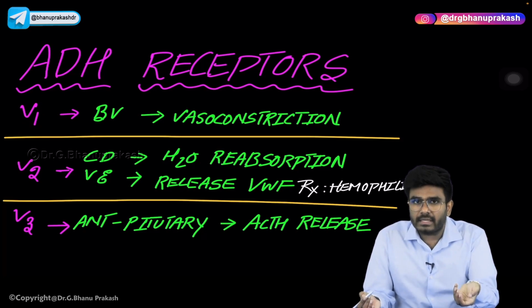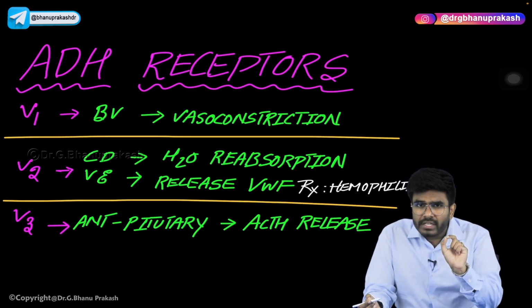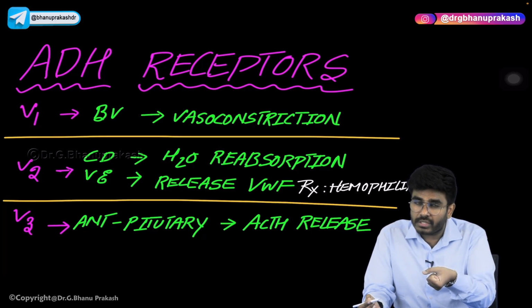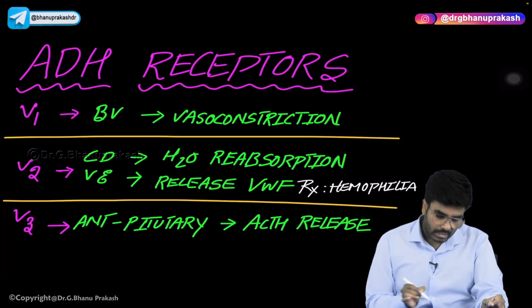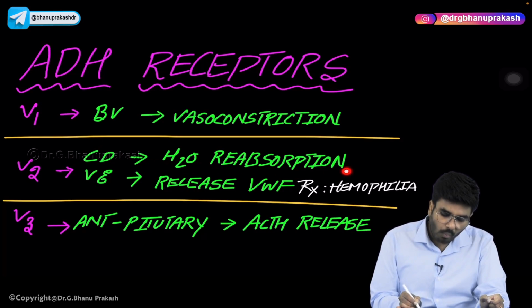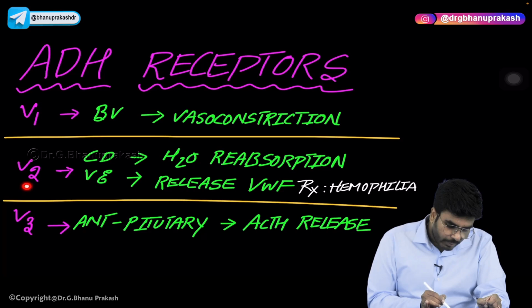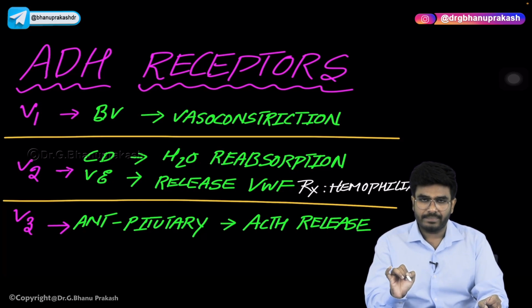Or you just synthesize a drug in a factory, and if that drug stimulates the V1 receptor, what happens? Immediately the blood vessels will undergo constriction. So V1 receptor stimulation will cause vasoconstriction. V2 receptors are present in the collecting ducts and help in water reabsorption with the help of aquaporin 2 channels. Now remember, the V2 receptors are also present on the vascular endothelial cells.